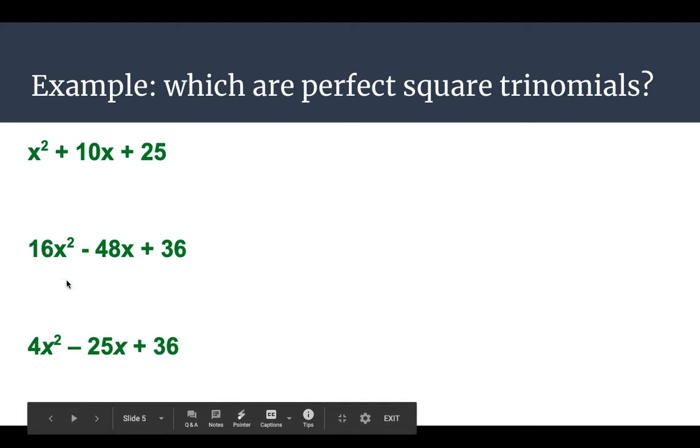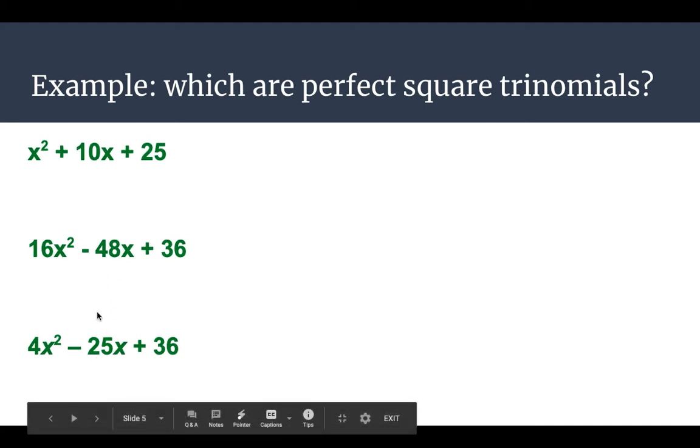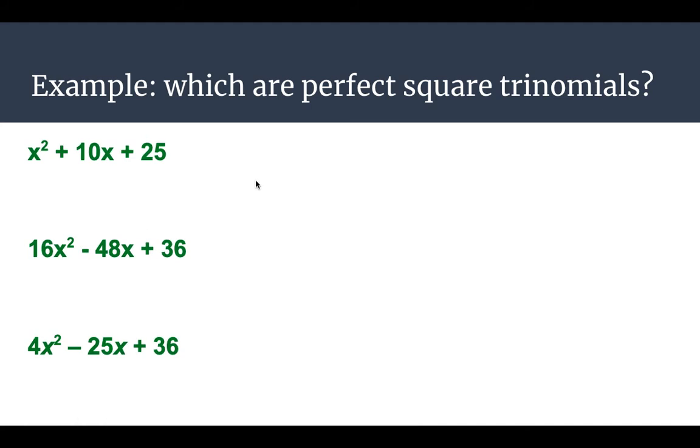Because look, all of these first terms are all perfect squares. 16 is a perfect square of 4. 4 is a perfect square of 2. 36 is a perfect square of 6. But we need to make sure that these numbers in the middle also work out. And the sign in front of them is going to be important.